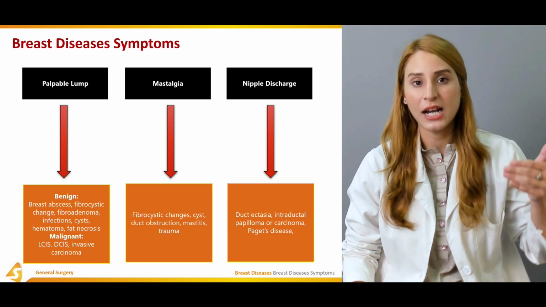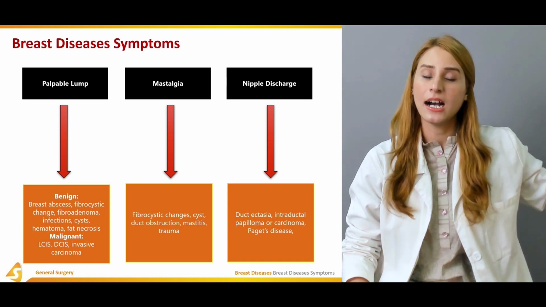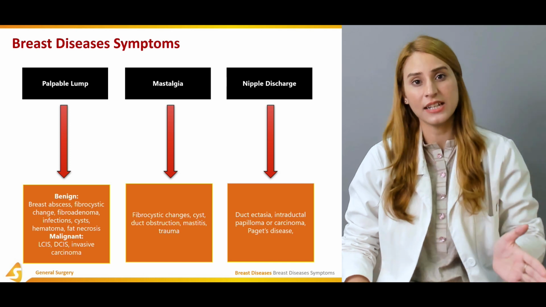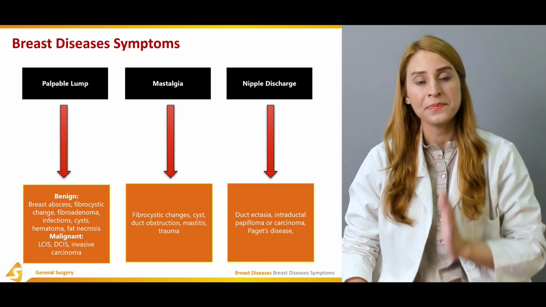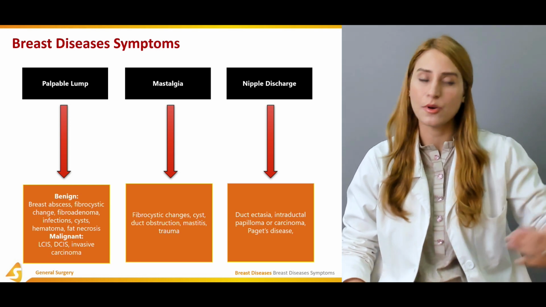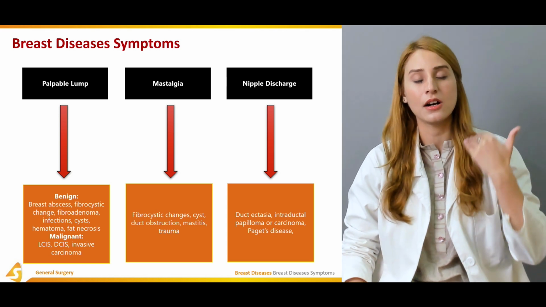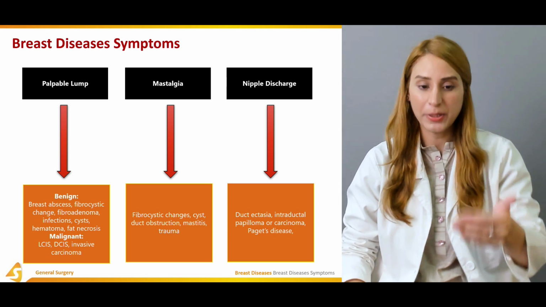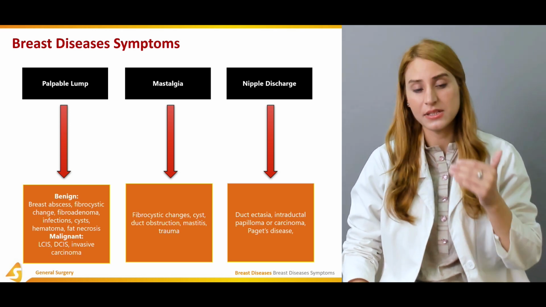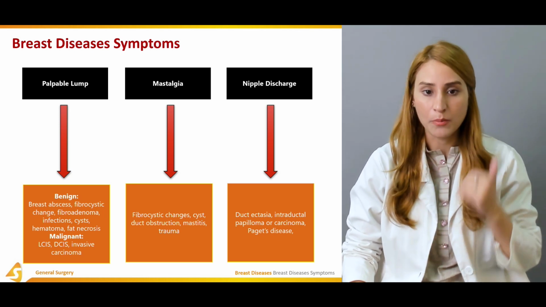She will say that her breast tenderness or breast pain is associated with her menstrual cycle, or she can say that it is not related to her cycle length or her menstruating period. It is progressive, or it's all day long, all day and night. So it depends upon the presentation of the patient. It can be a fibrocystic change, a cyst, duct obstruction, mastitis, or trauma.